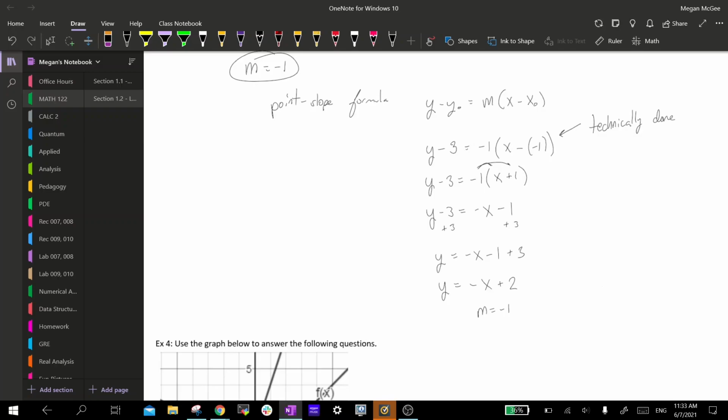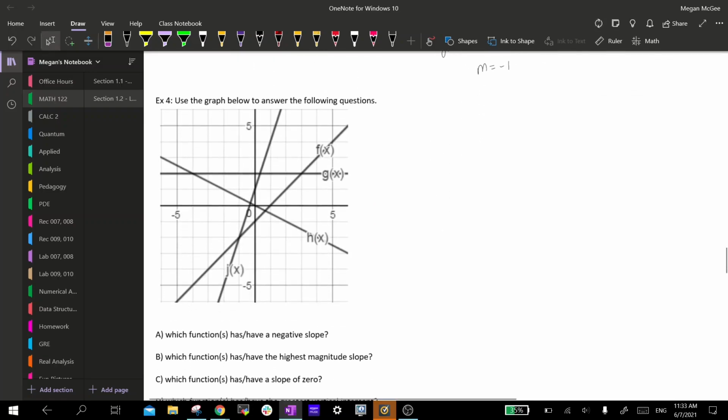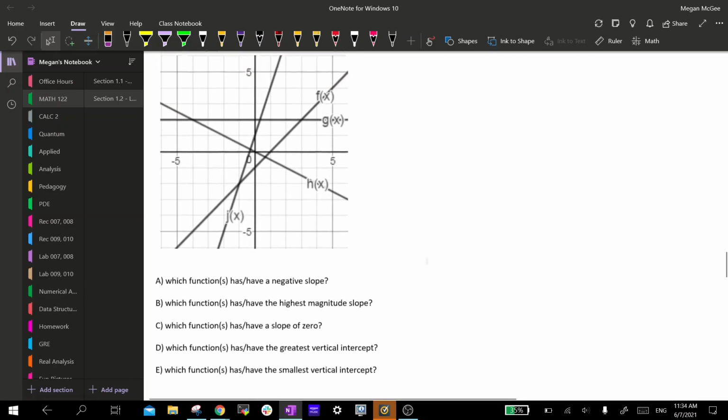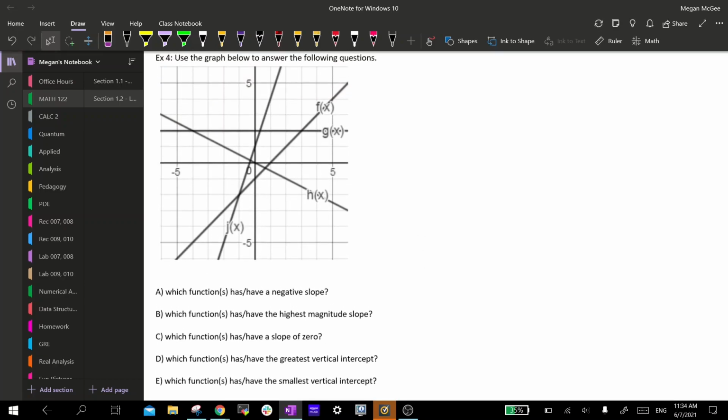Alright. So that was example number 3. Moving on to number 4. We have this crazy graph here with a bunch of different functions on it. Okay? And several parts to this problem where it's just asking us general questions about each of these functions.